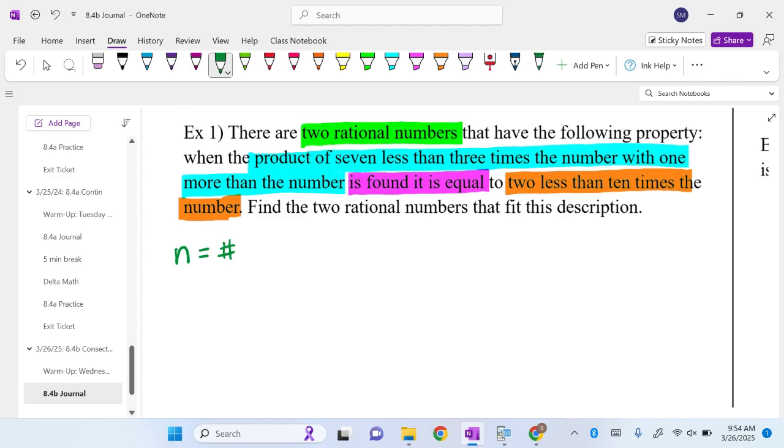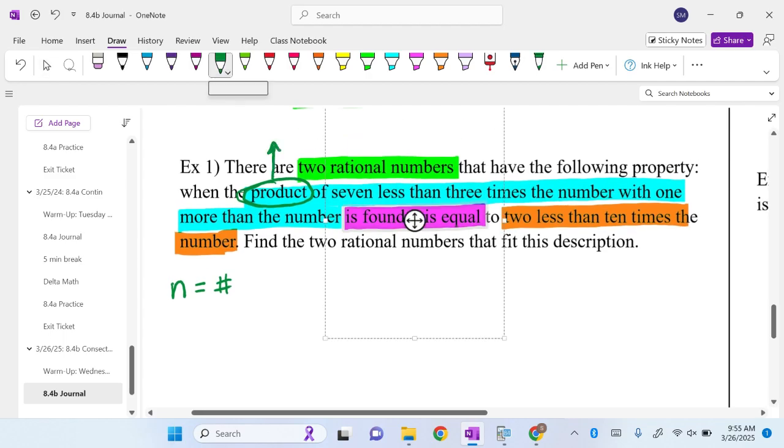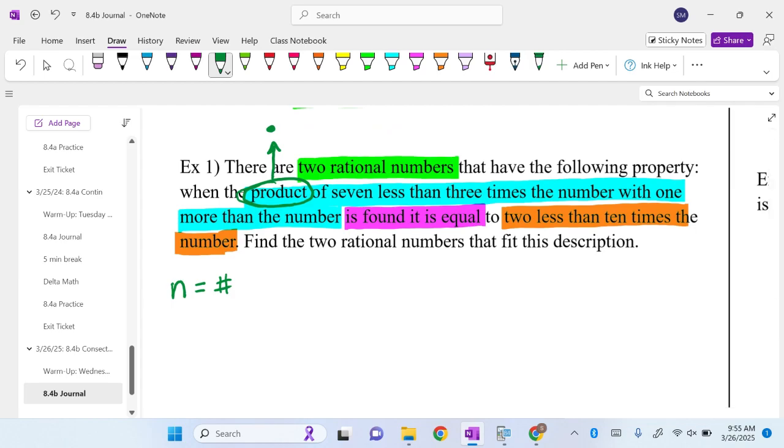What's the very first word of the blue highlighted statement? Product is the very first word. This is the first thing you should key in on. What does product mean? Multiplication. So product means you're multiplying something. Now, there are two different statements within that blue highlighted section. Which word separates the two statements? There's going to be two different expressions within that blue statement. There's one word that separates the two.